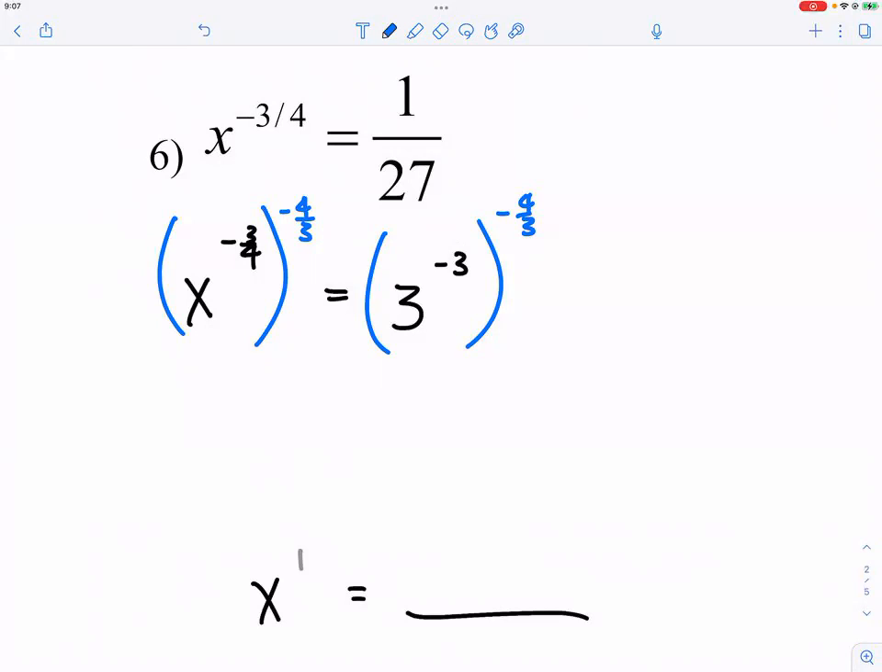Negative times negative is? Well, we don't worry about that at the moment. We are worried about the x. Our job is to get x to the first power. So negative and negative cancel each other out. 4 and 4, 3 and 3. So that's just x on the left. And then on the right-hand side, the negative and negative become positive. The numerator 3 will cancel out with the denominator 3. So all you're left with is 3 to the 4th power, which is, again, 81. So it's very driven by what you want. You want x to the first power, make it happen.